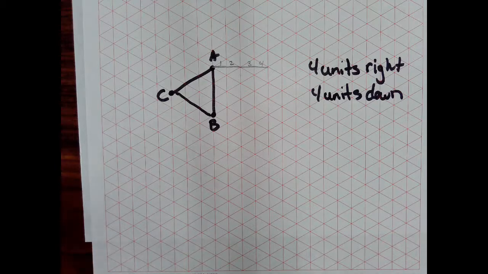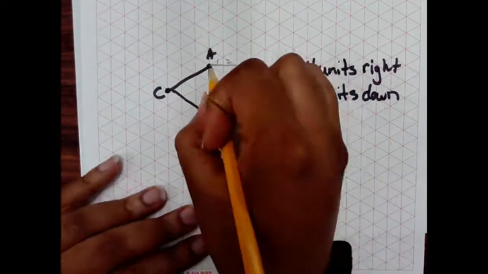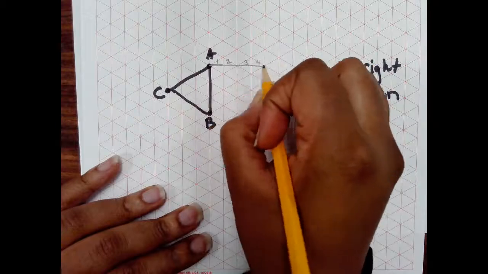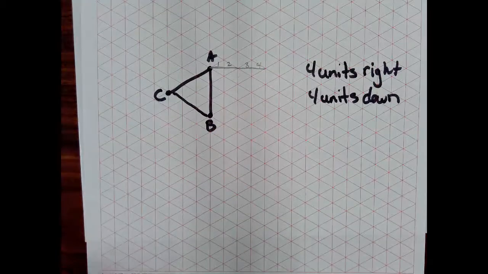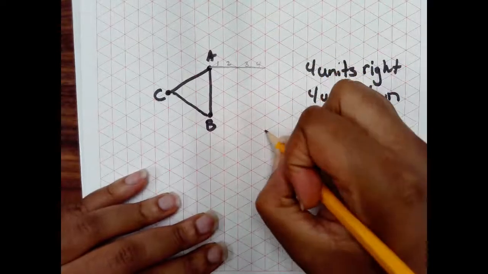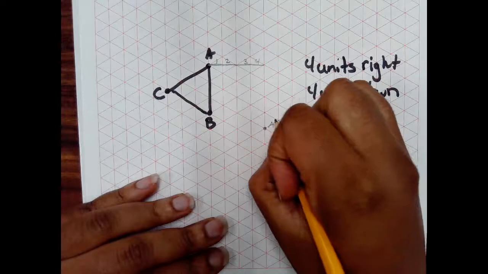All right. So that's how a unit would look if you're asked to move a unit on isometric paper. From here to here is 1 unit, from here to here is 2, from here to here is 3, and from here to here is 4. Now I need to move down 4 units. 1, 2, 3, 4. So my A prime will be right here.